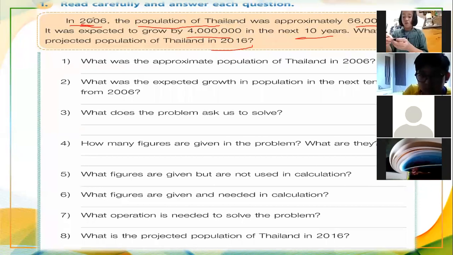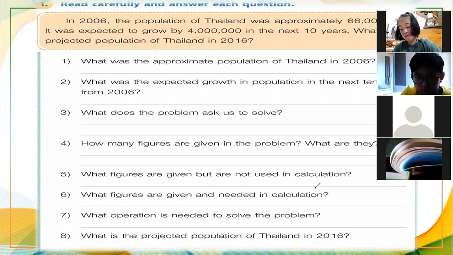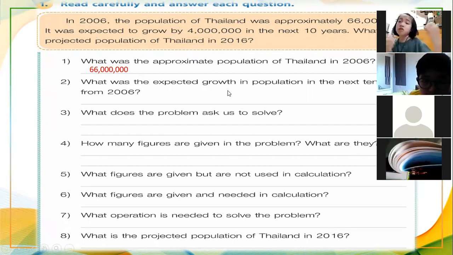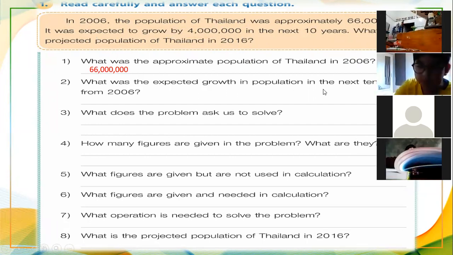So in 2006, we have an approximate population of 66 million. Okay, so we already know about that. Here, 66 million is the population in 2006. Now, the second thing: what was the expected growth in population in the next 10 years? Here we can see the expected growth of the population in the next 10 years is projected to be 4 million.